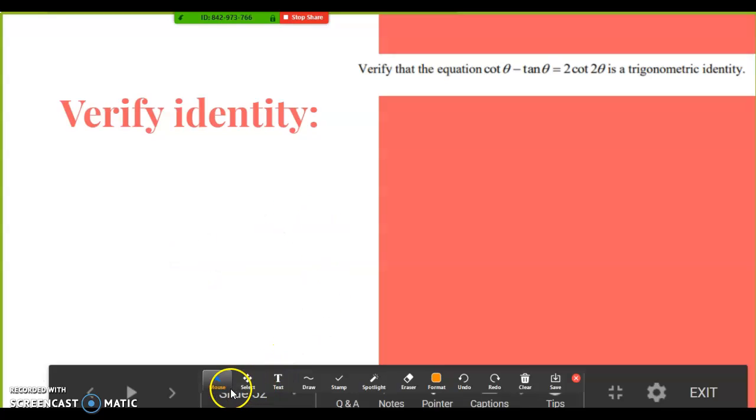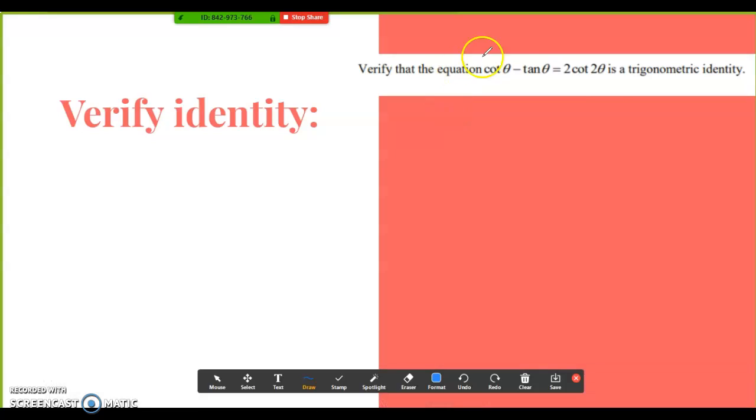Okay, now of course we wouldn't be learning the double angle identities if we weren't going to use them to verify some expressions. So we have another trig equation. It says verify that the equation cotangent of theta minus tangent of theta equals 2 cotangent of 2 theta is indeed a trigonometric identity. So let's go ahead and verify this.